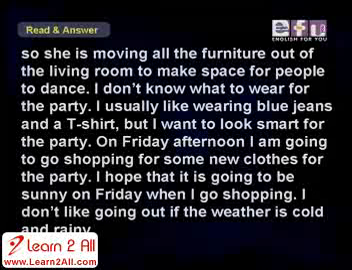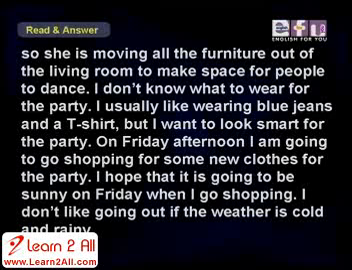I don't know what to wear for the party. I usually like wearing blue jeans and a t-shirt, but I want to look smart for the party. On Friday afternoon, I'm going to go shopping for some new clothes for the party. I hope that it's going to be sunny on Friday when I go shopping. I don't like going out if the weather is cold and rainy. Now, listen to the questions and write your answers.